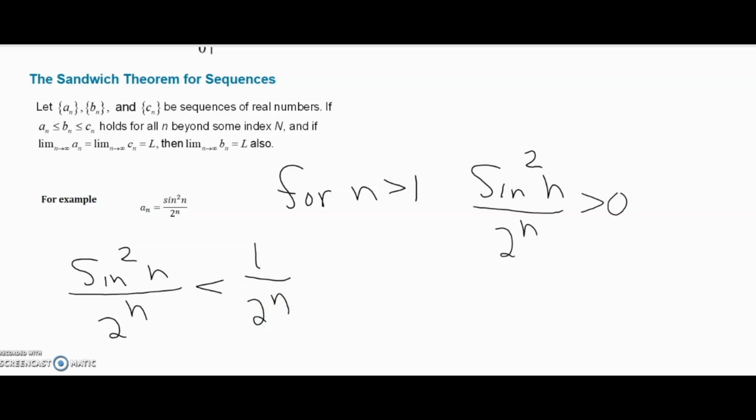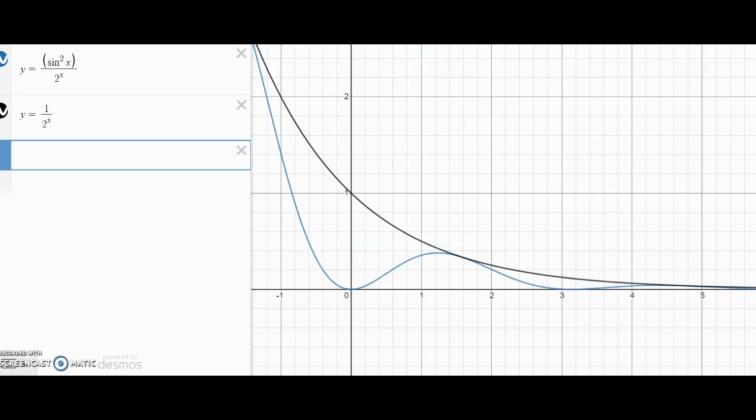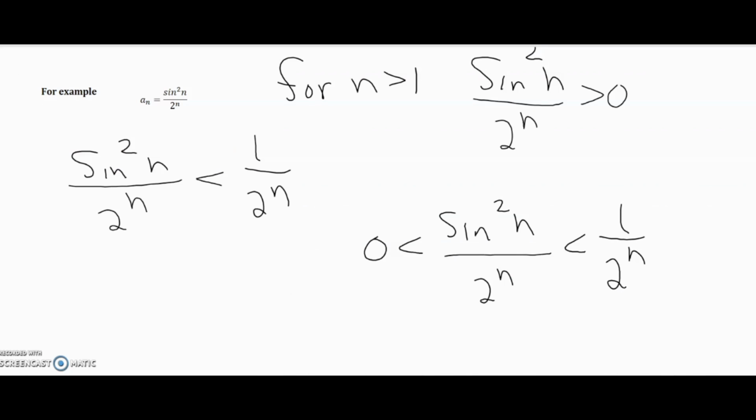Let's take a look at a picture. Notice in the picture that while sine square x divided by 2 to the x oscillates, it oscillates below the function 1 divided by 2 to the x. So we can determine that one is always less than the other as x goes off to infinity. So sine square n divided by 2 to the n is sandwiched between 0 and 1 over 2 to the n. And since both 0 and 1 over 2 to the n converge to 0 as n goes to infinity, sine square n divided by 2 to the n must also converge to 0.